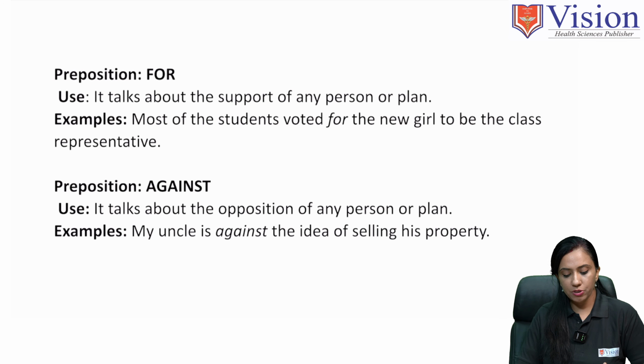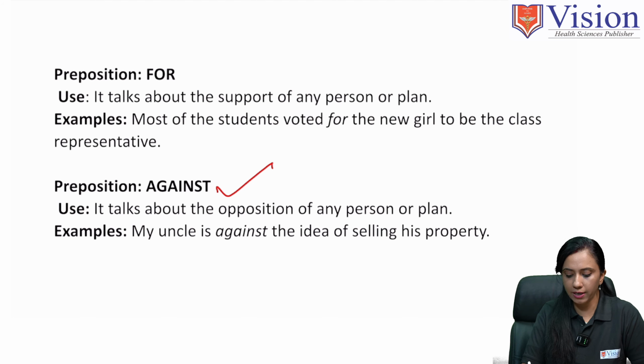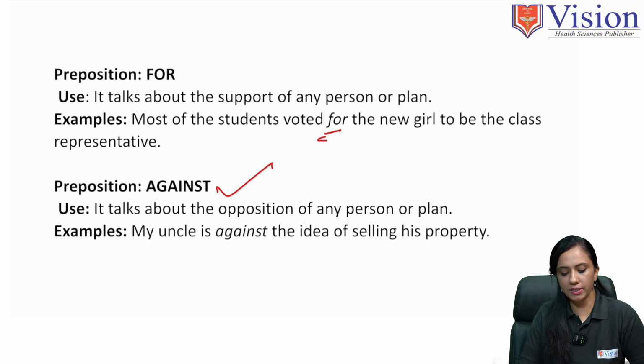And the preposition for. It talks about the support of any person, and the opposite of that is against. An example is, most of the students voted for the new girl to be the class representative, and the opposite of that is against. It talks about the opposition of any person or plan, like my uncle is against the idea of selling his property. That means it is the opposite of for. For means favor and against means opposite.